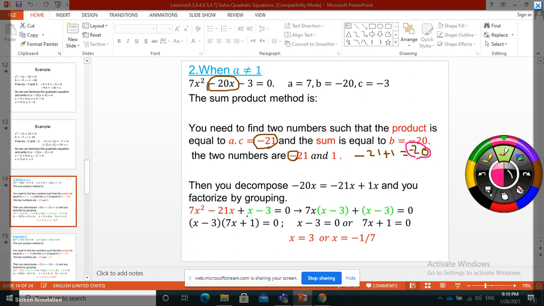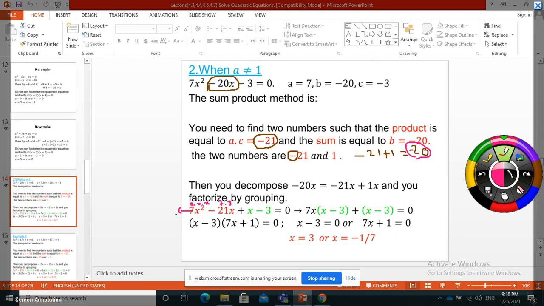So I will have an expression with 4 terms: 7x squared minus 21x plus x minus 3. And I will do a factorization by grouping. What does grouping mean? I take each 2 terms alone and factorize them. If I take the first 2, 7x squared minus 21x, I can easily see that I have a common factor 7x, because 21 is 7 times 3. So I'm back to my visible factor.